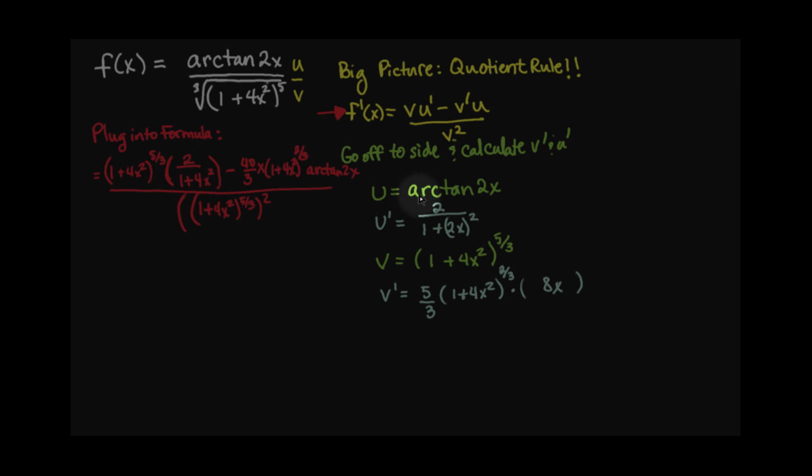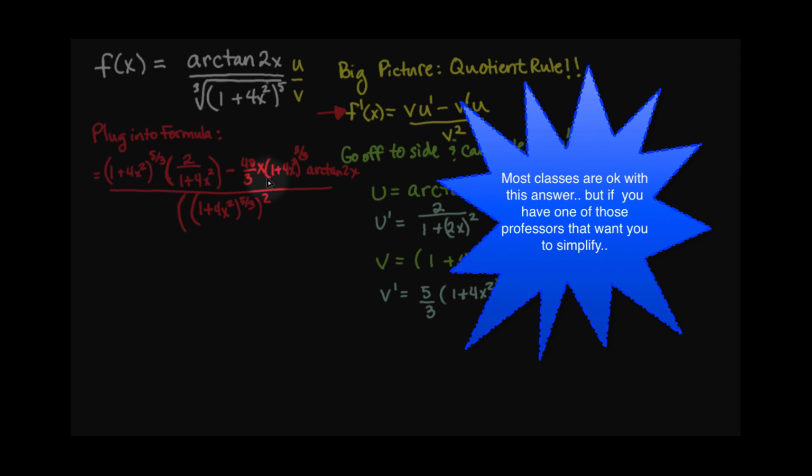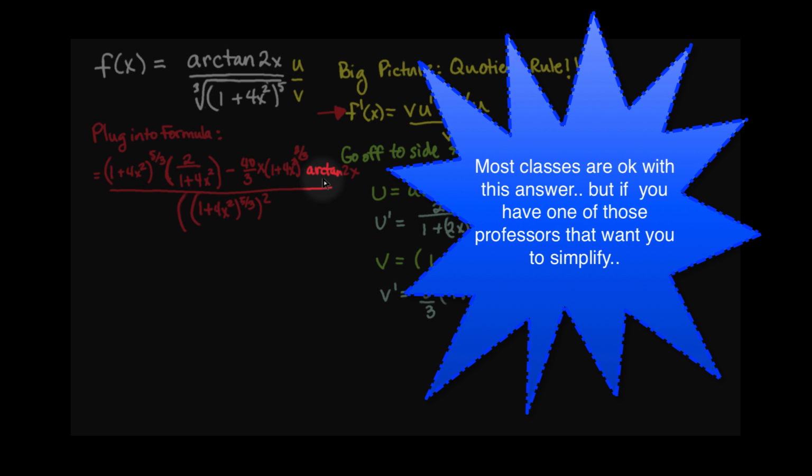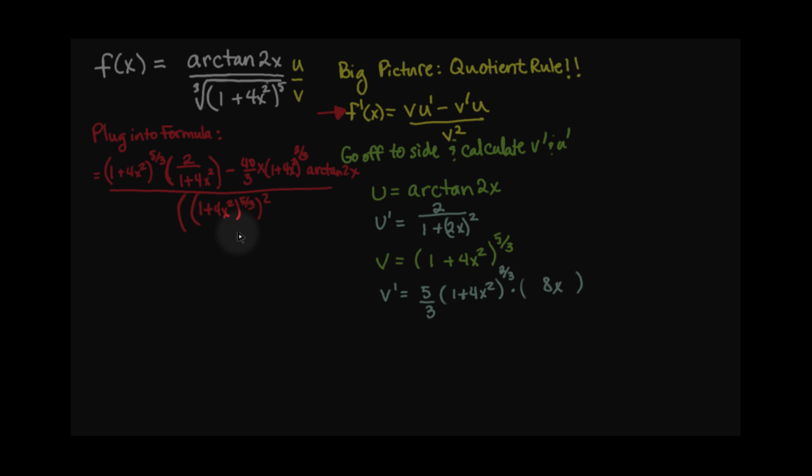v u prime minus v prime u. And I took 5 times 8, got a 40 right there, over 3, times x, and then times u with no change. All over the bottom squared. Now this looks like a horrendous mess, so we try to clean it up a little bit. You should notice that there are 2 like bases. This is implied to be over 1, so they're divided. Whenever you have 2 like bases divided, what do you do? You subtract their exponents. So it'll be 5/3 minus 1, which is 3/3, which gives you 2/3. So these two have combined into this one expression with the exponents subtracted.